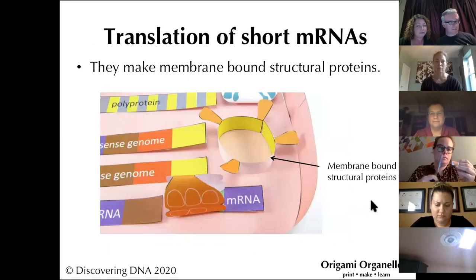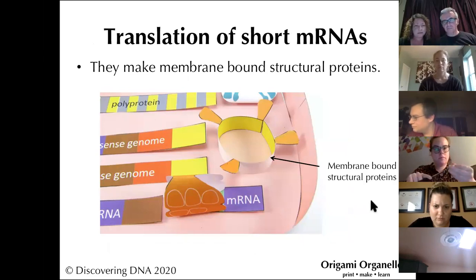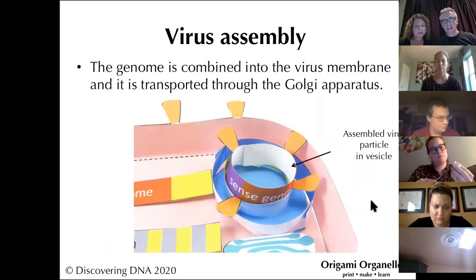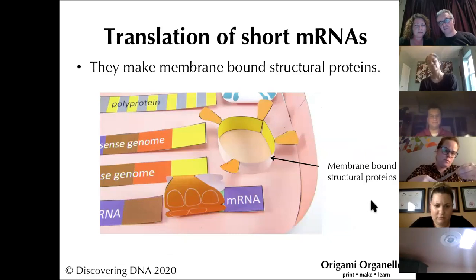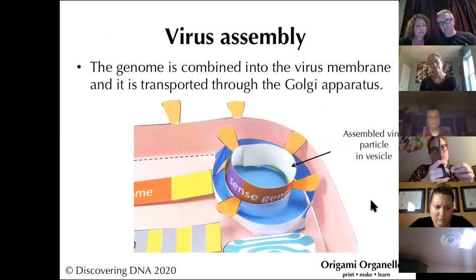And it makes the thing I showed you earlier, and it puts these proteins, the spike proteins and so on, into a membrane. And this all happens in the endoplasmic reticulum. Then all you need to do in terms of the model is add one of the sense genomes into the viral particle you've just made, the membrane. And then that becomes a viral particle, and it goes through the Golgi and comes out in a vesicle.